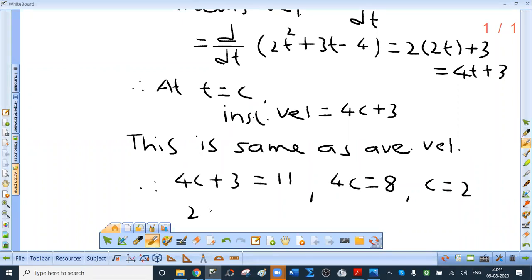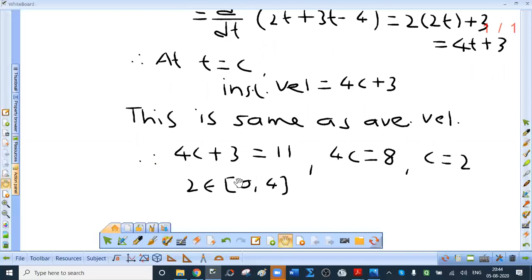Note that 2 belongs to this interval. Okay. And therefore, what is the answer? You have to write this separately, that t, which is c, must be equal to 2. Okay. So this is the answer.